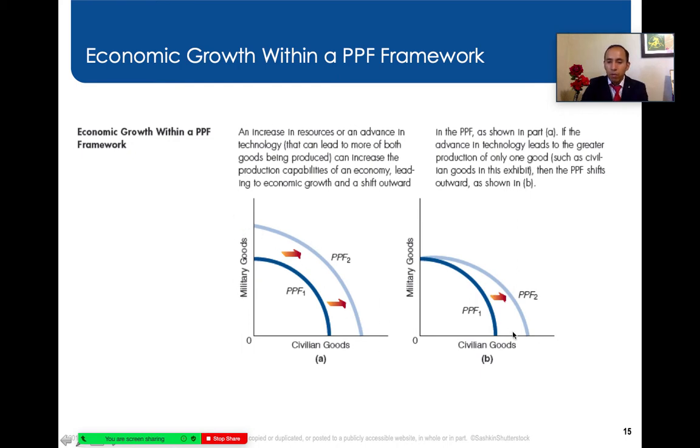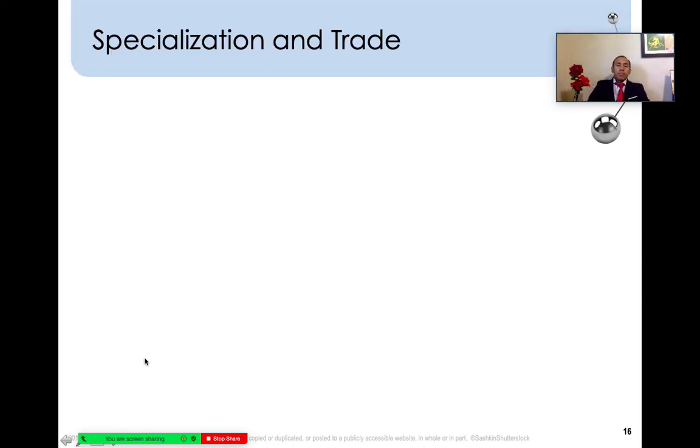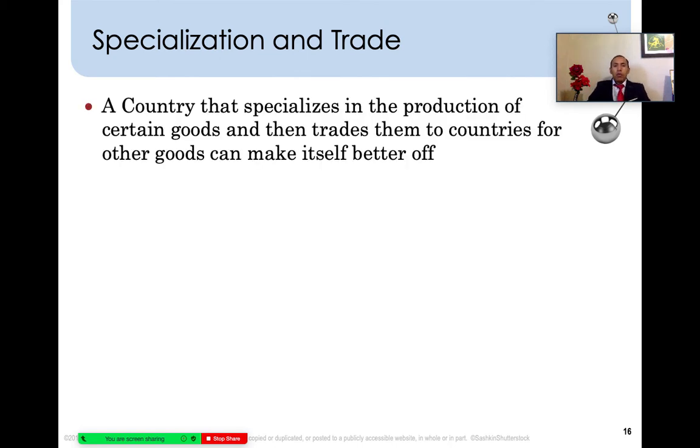If you only apply for one, civilian goods, then it only shifts partially. Sometimes people are concerned with military, so it will shift only for military. It depends on how it's applied. Within the PPF model, we can also look at and analyze the gains of trade and the role of specialization and how it contributes to output.